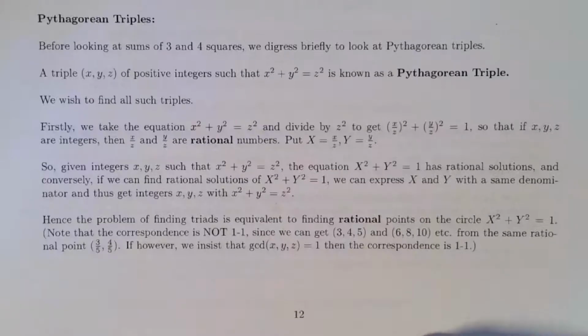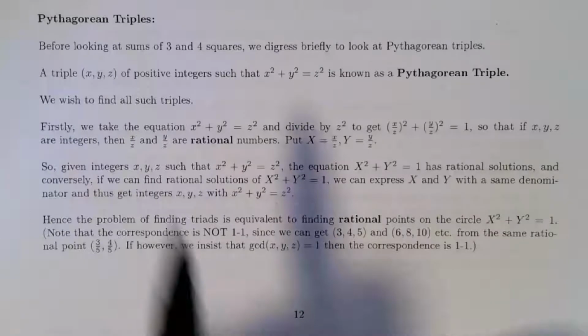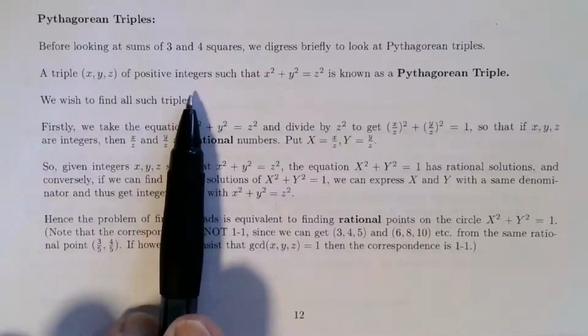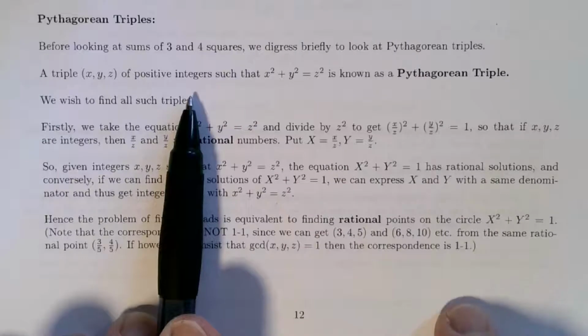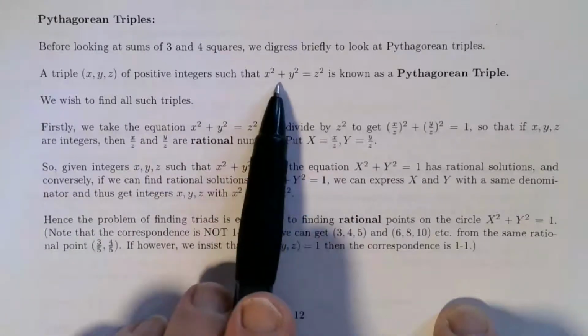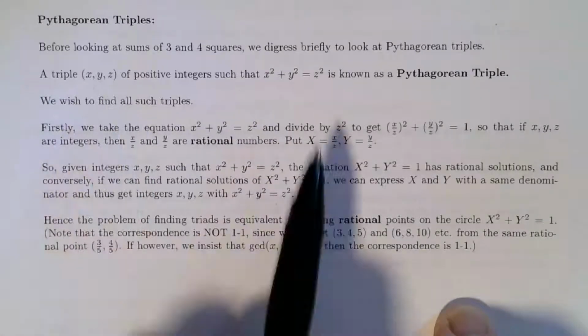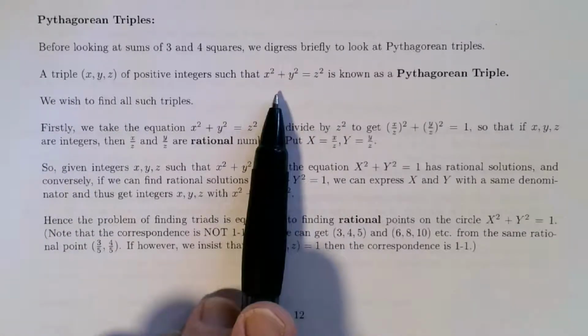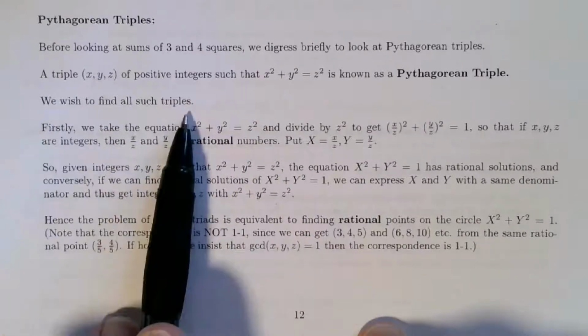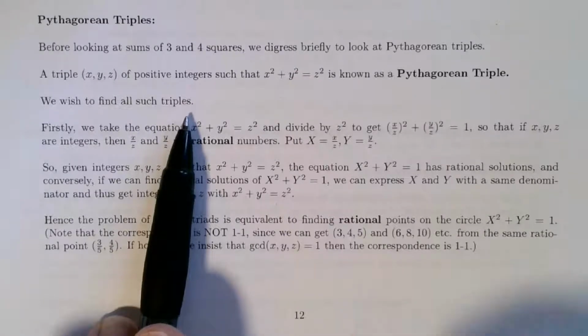Of course, you'll remember that a triple of positive integers is called a Pythagorean triad or Pythagorean triple if the sum of the squares of the first two is the square of the last one, i.e. these form the sides of a right-angled triangle. And we want to find all such triples. I want to find some nice simple formulae that will give me all possible Pythagorean triples.